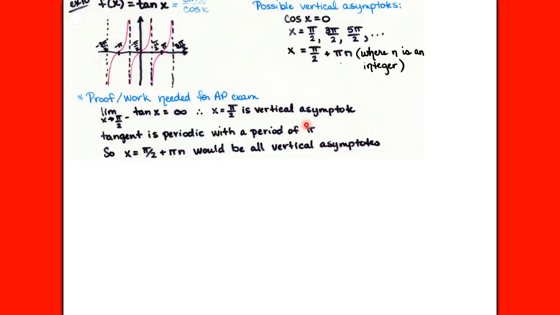If they ask me to justify not just one vertical asymptote, but all of them, then I'm going to pull in that idea of coterminal angles and a period. So I could say, because tangent is periodic and its period is pi, then if you add pi times n, where we've already stated n is an integer, every one of those would be a vertical asymptote as well. So again, I can't just state that. I have to give a reason behind it, the period of tangent, and that it would repeat itself at each of those places.